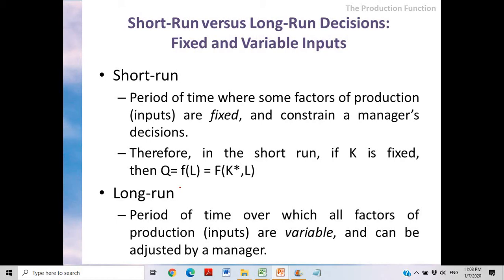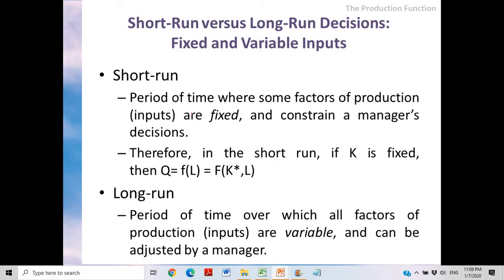Short run and long run here do not refer to the duration of time. For example, in accounting, normally we learn for 1 year: short term is less than 1 year, long term is 3 years, 5 years planning. But here the short run and long run are defined by the types of input available.